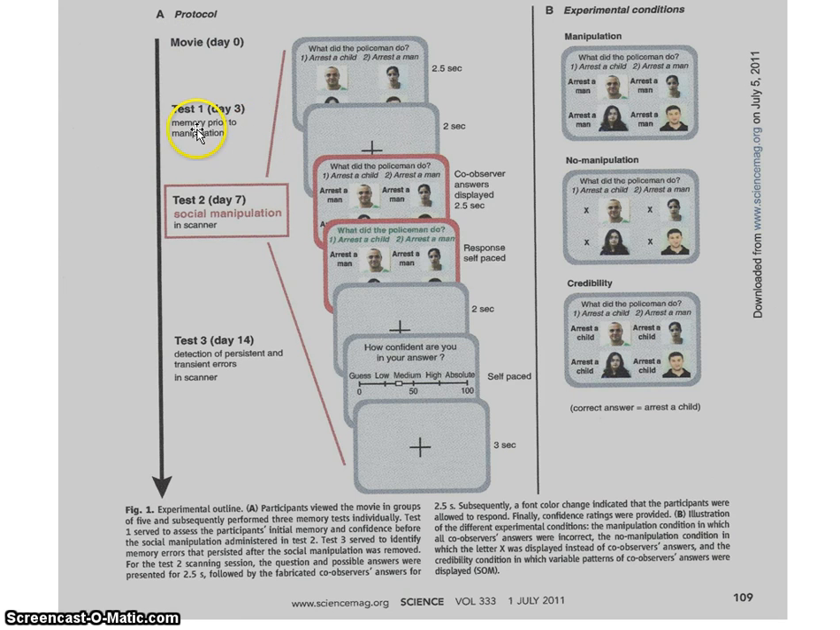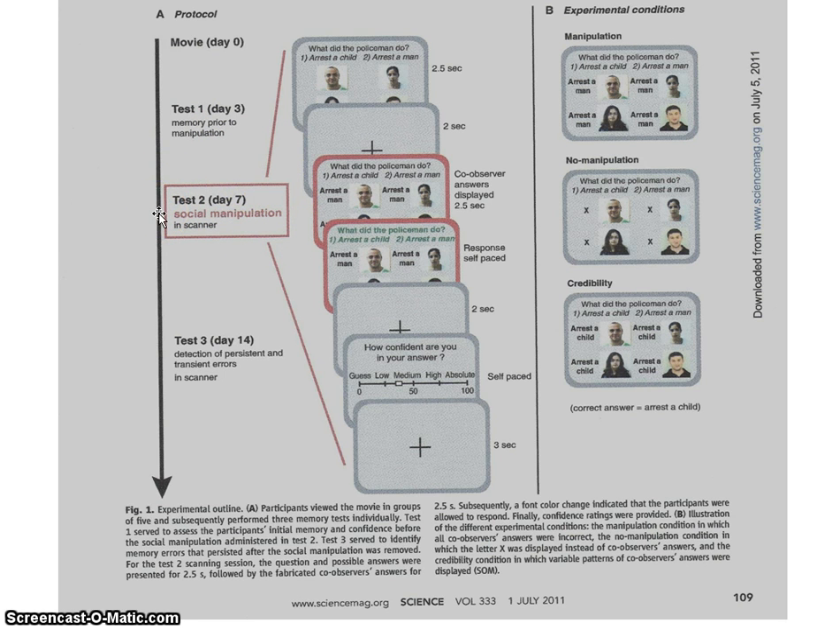On day 3, they take a paper pencil test. They're asked some questions about what happened in the movie 3 days earlier, like what did the policeman do? The correct answer is the policeman arrested a child. Then on day 7, they come into the lab and get into the fMRI scanner.